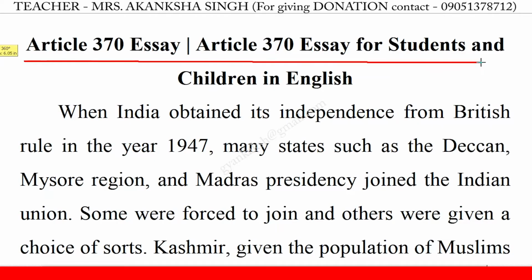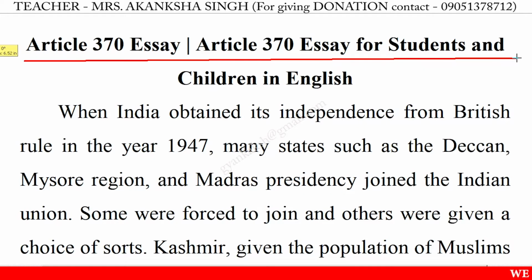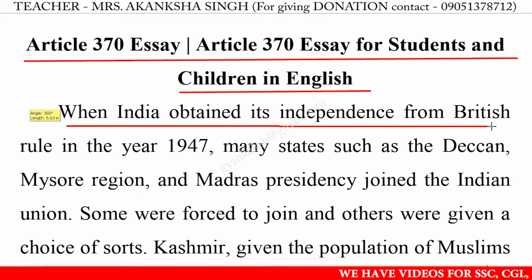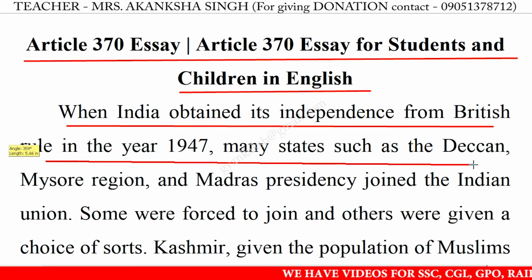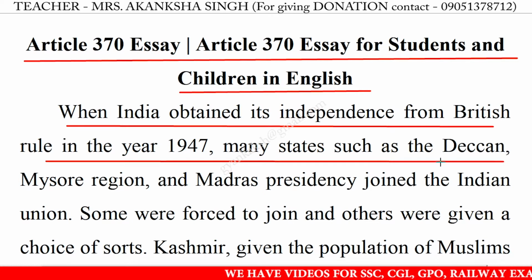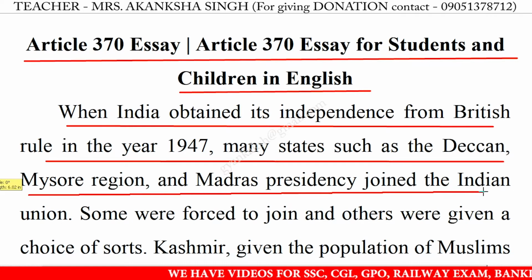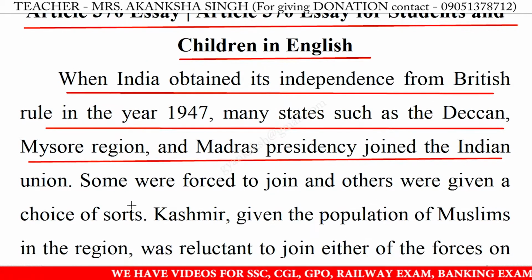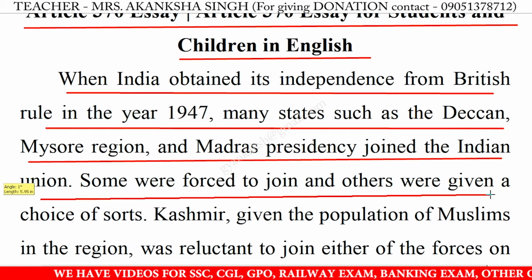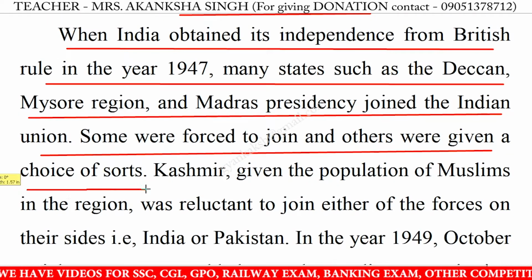Article 370: Essay on Article 370 for students and children in English. When India obtained its independence from British rule in the year 1947, many states such as the Deccan, Mysore region and Madras Presidency joined the Indian Union. Some were forced to join and others were given a choice of sorts.